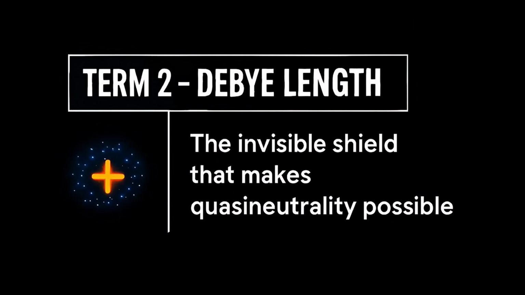Now let's talk about the invisible shield that makes quasi-neutrality possible. If quasi-neutrality explains how plasma stays balanced overall, then the Debye length explains how that balance holds together up close. Zoom in far enough, and you'll see that every charged particle is surrounded by a subtle field of influence, a bubble of space where other particles still respond to its electric pull.